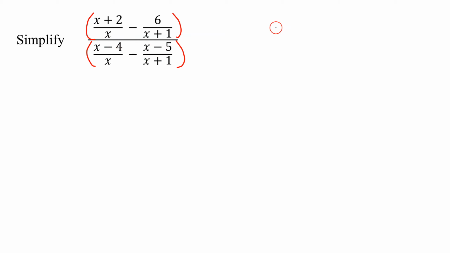So I need to find that least common denominator. And we go to our first fraction in the numerator, the x plus 2 divided by x. I need that x as part of my LCD. Go to the next fraction in the numerator, the 6 divided by x plus 1. Do I already have an x plus 1 in my LCD? No, I just have an x. So I have to multiply the x by the x plus 1.